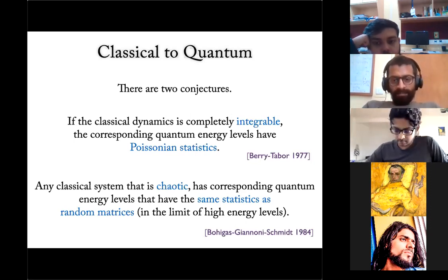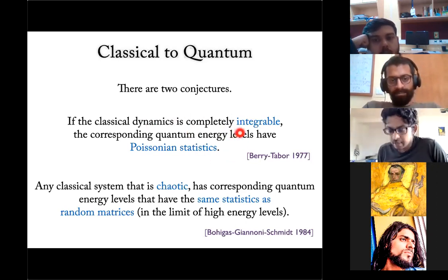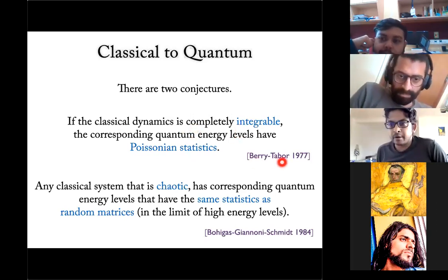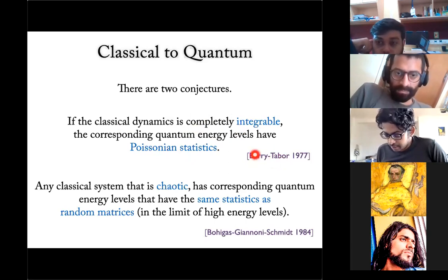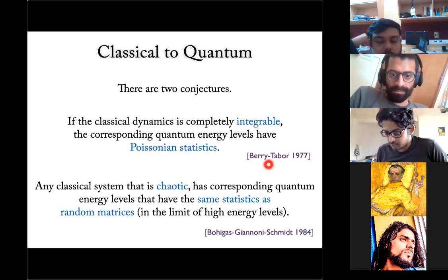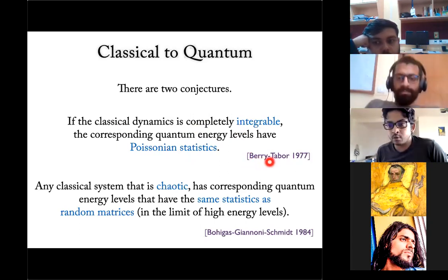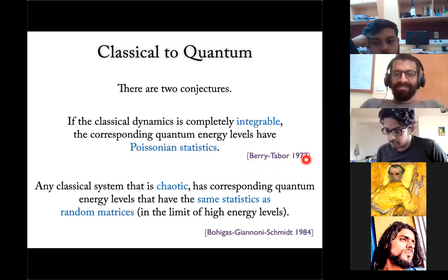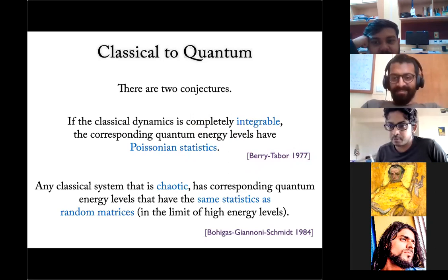Okay, no. Okay, so these are two conjectures. This is for integrable systems, how to go from the classical to the quantum, by Berry and Tabor. Actually, this work was partly done in Bangalore, at a time when Berry was visiting IISc on a sabbatical. If you look at this paper, you'll see that his main affiliation is with the physics department.